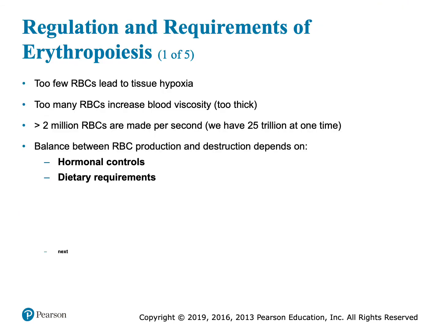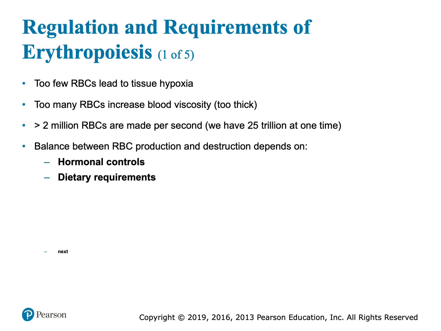Okay, so regulating erythropoiesis. What happens if we have too few red blood cells? Well, then we're not carrying around enough oxygen. You're not carrying around enough oxygen, your mucous membranes might be blue. No good. If you have too many red blood cells, then your blood gets too thick. It's going to start to have a hard time passing around. That's not good either.